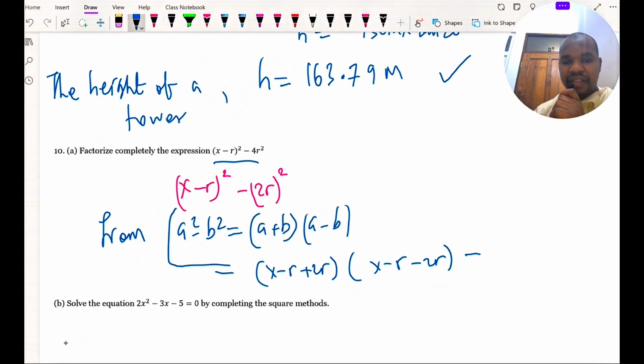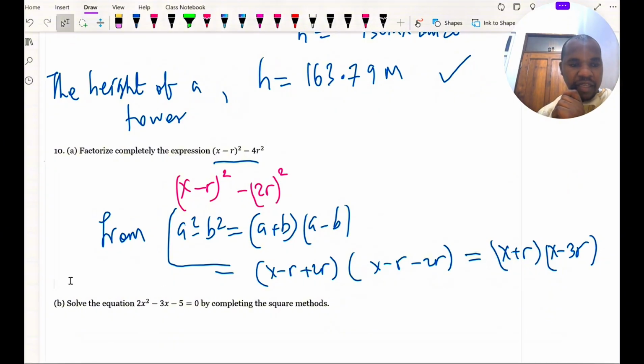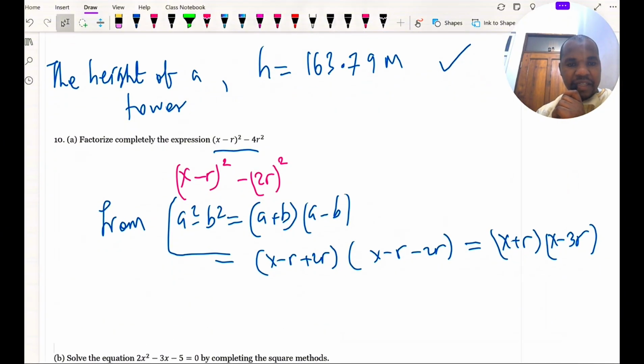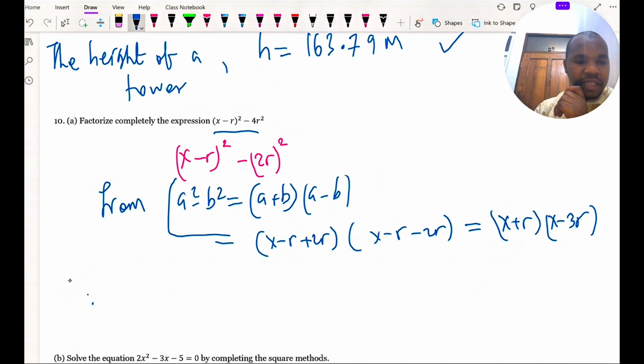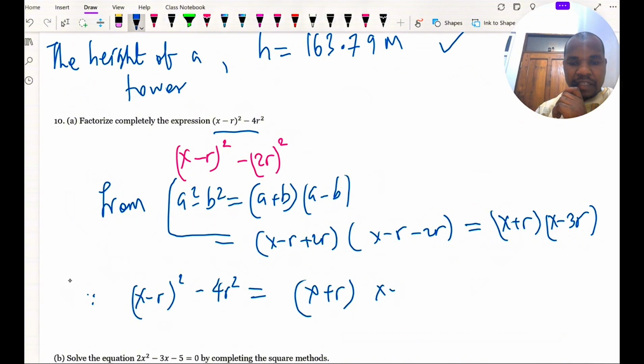When you simplify, this is going to be equal to (x plus r) multiplied by (x minus 3r). So that is the complete factorization of the question at hand. So you can conclude that (x minus r) square minus 4r square is actually (x plus r) multiplied by (x minus 3r), dear students.